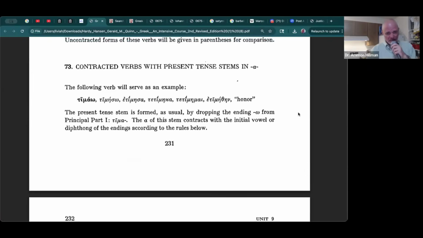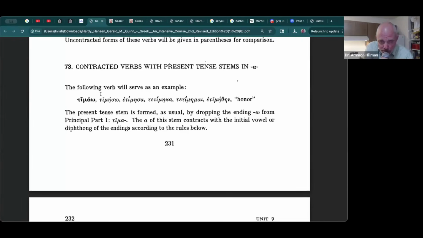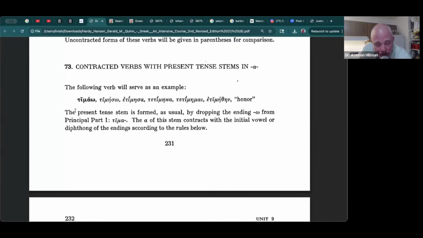Look at 231. We'll just start with that alpha contract. There's alpha, epsilon, and omicron contracts that you're going to have to learn. This is the alpha pattern. Look at its principal parts on page 231. Timao, timeso, etimesa. Look at that.